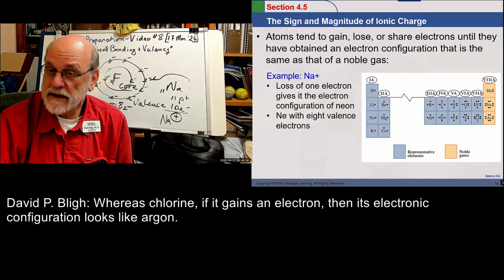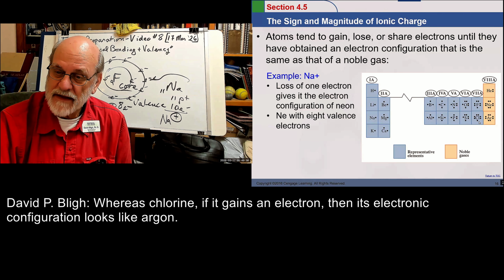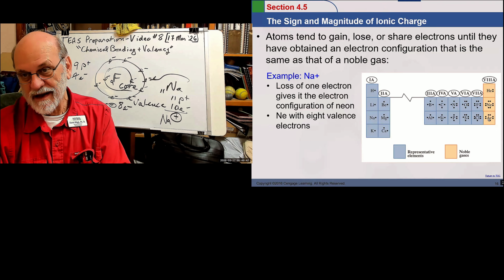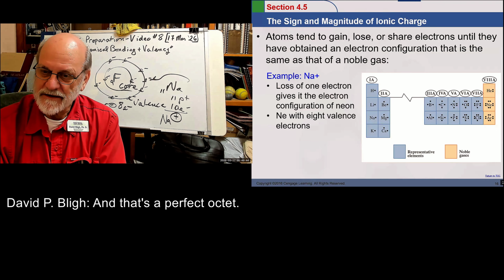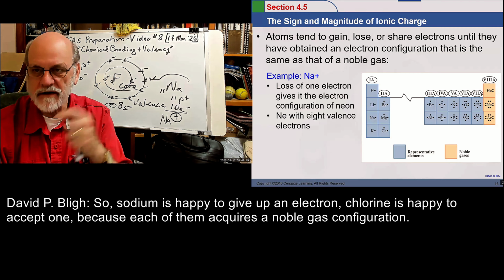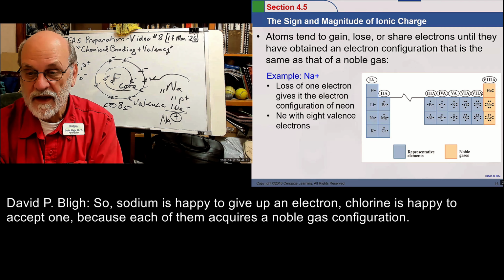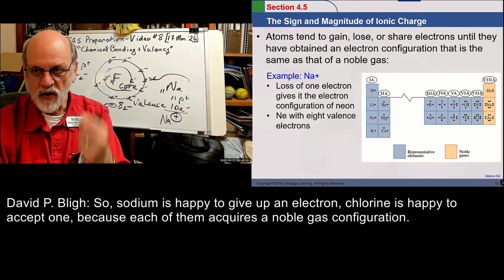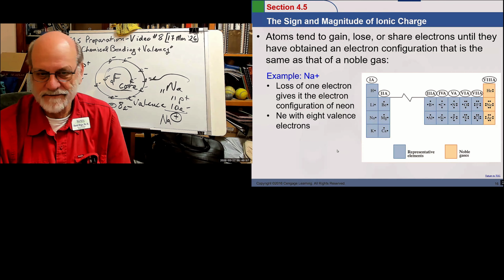Whereas chlorine, if it gains an electron, then its electronic configuration looks like argon. And that's a perfect octet. So sodium is happy to give up an electron. Chlorine is happy to accept one because each of them acquires a noble gas configuration.